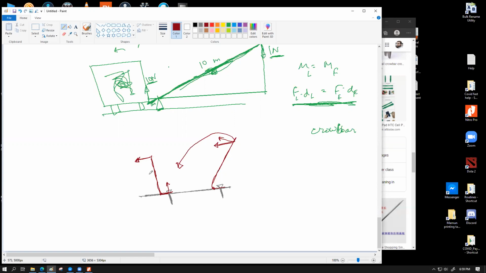But what I'm trying to show you over here is that because of the design of the crowbar, because of the angle that exists between the force side and the load side, these two forces are not in the same alignment. We are trying to achieve a vertically upward force, but the applied force will be in a different direction. Does that part make sense?